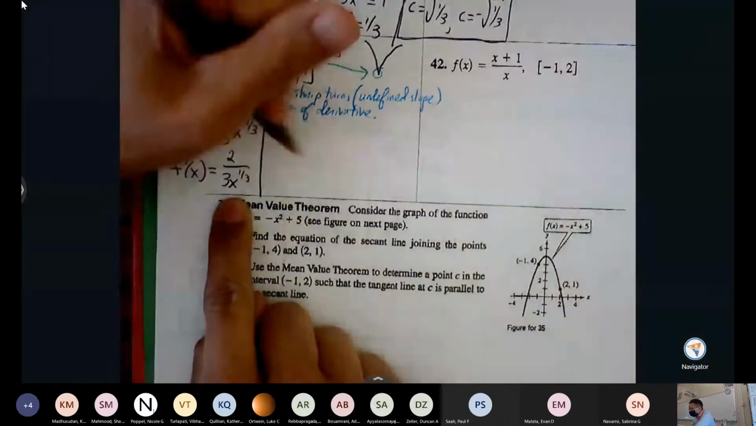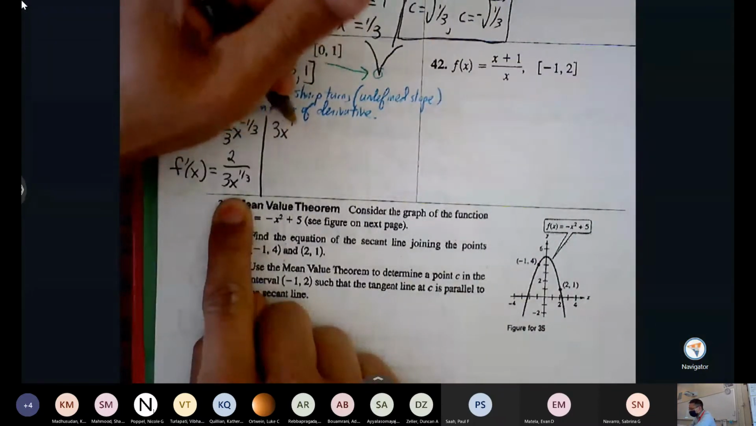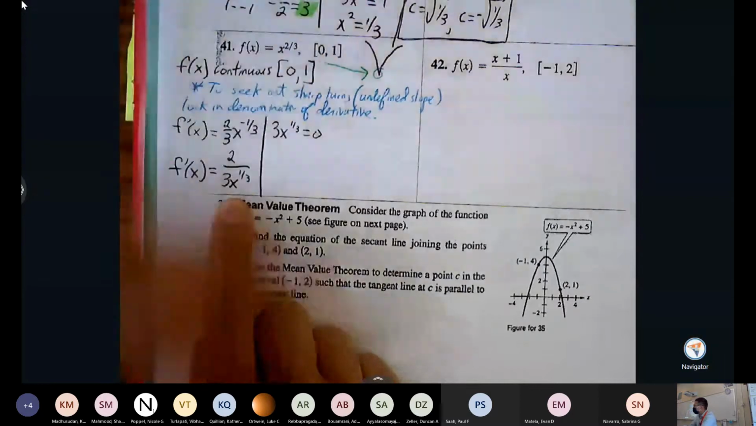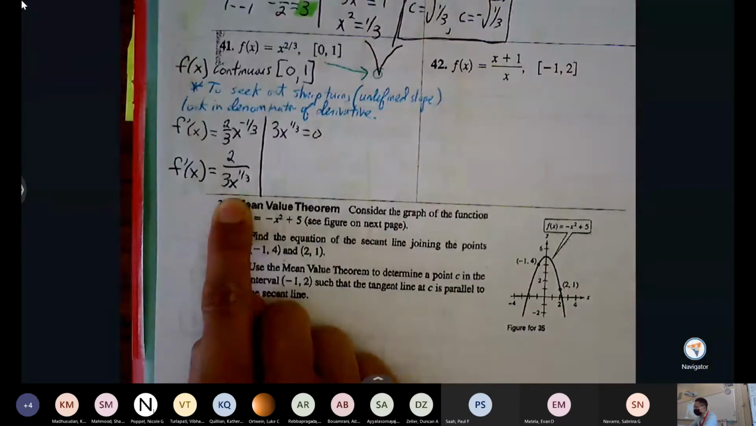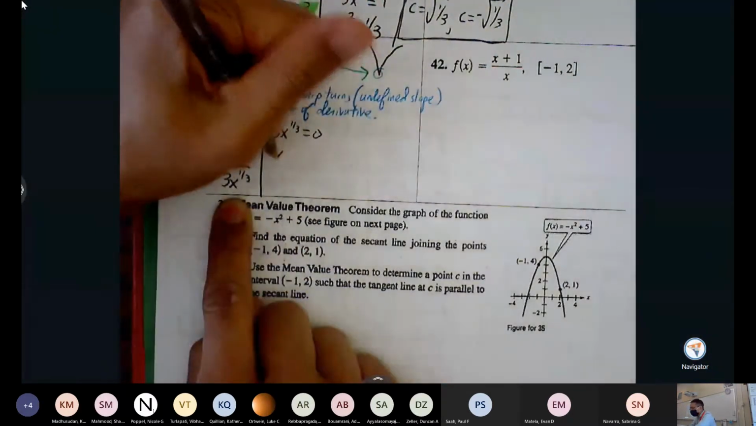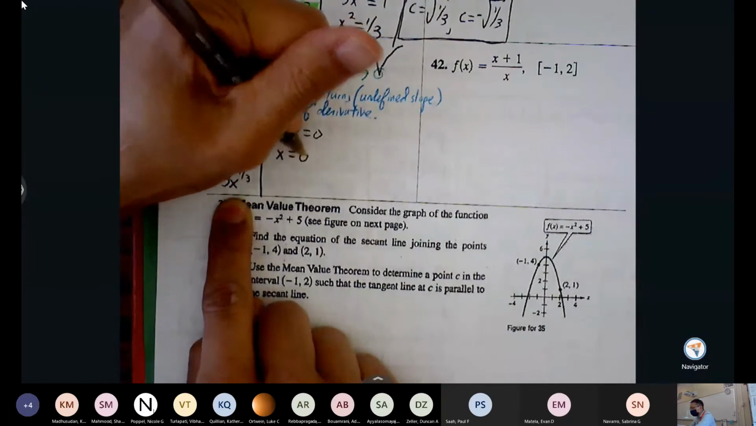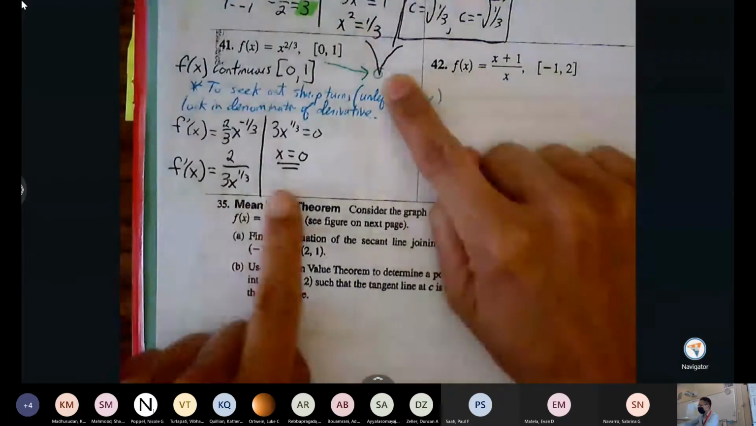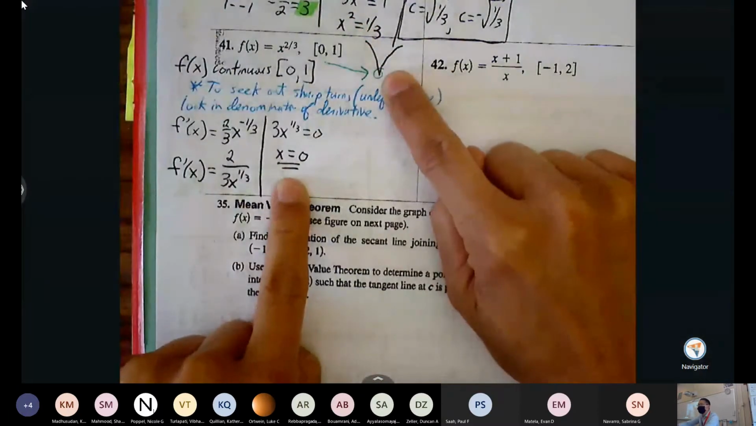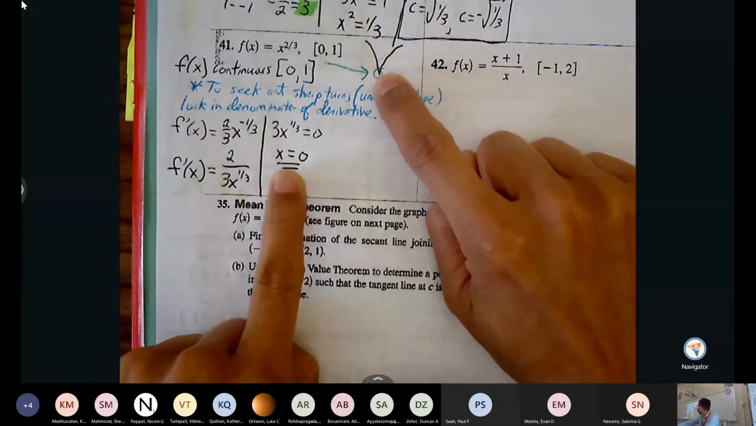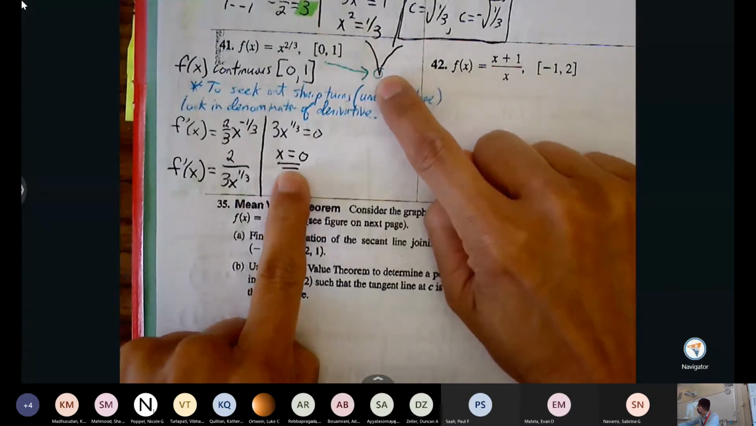So we look at the denominator, divide by 3, cube both sides. We get x equals 0. So we now know the location of our slope undefined. Is this going to impact our interval?